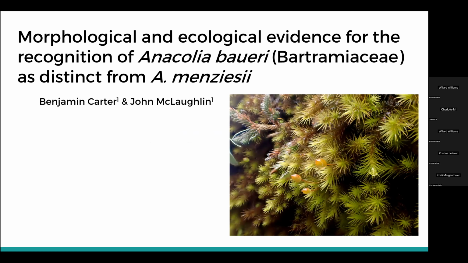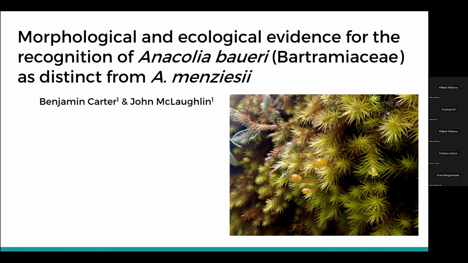All right, so the last topic will be a little bit shorter. This is something I've been working on more recently, and it's a little more fresh. But this topic has to do with speciation and taxonomy. So the title of this study is Morphological and Ecological Evidence for the Recognition of Anacolia baueri as distinct from Anacolia menziesii.